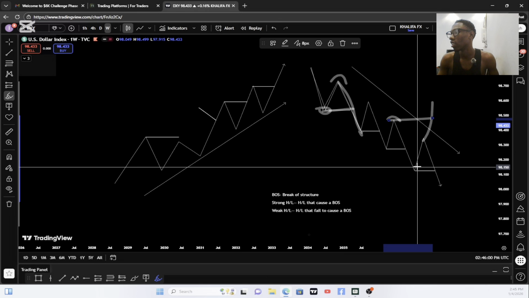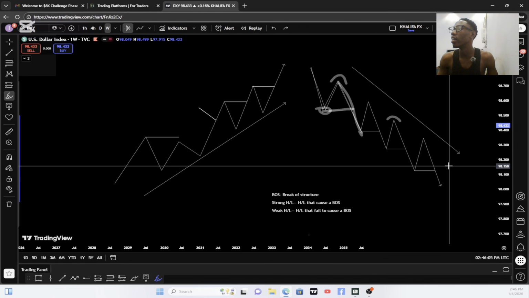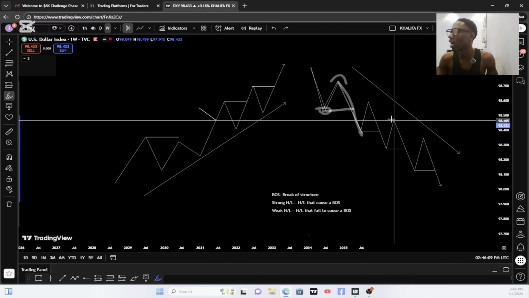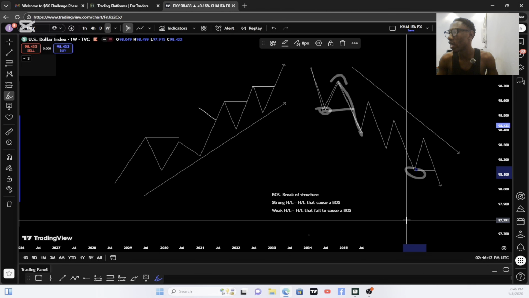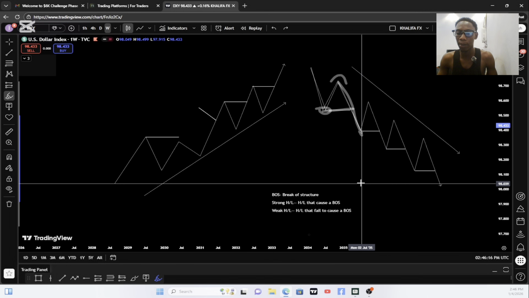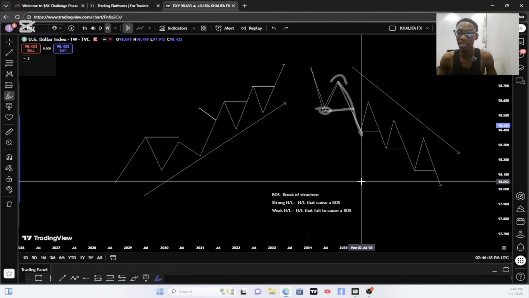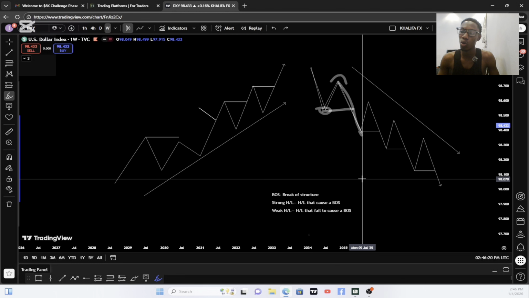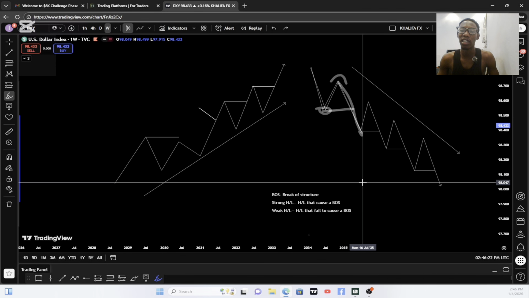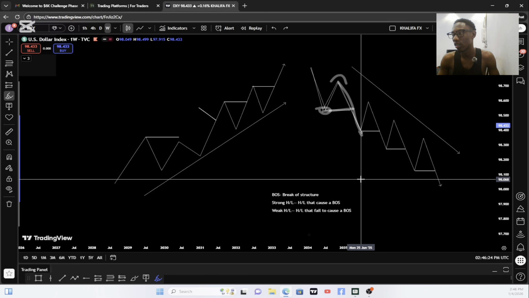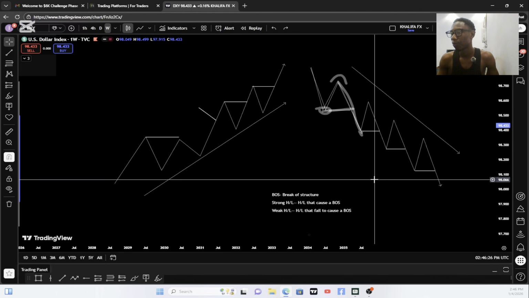But that did not happen, right? It failed to take out this high. So because it failed to take out this high, this low here is now weak. So that's the concept of strong highs and weak lows, right? Strong highs and lows and weak highs and lows, right? I hope that one makes sense.